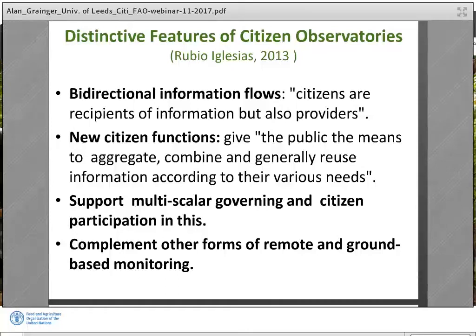Citizen observatories have four distinctive features, namely bidirectional information flows, so that citizens provide and receive information. New citizen functions, for example, manipulating information to meet their own needs. Support for multi-scalar environmental governing and citizen participation in this, and complementarity with other forms of remote and ground-based monitoring.